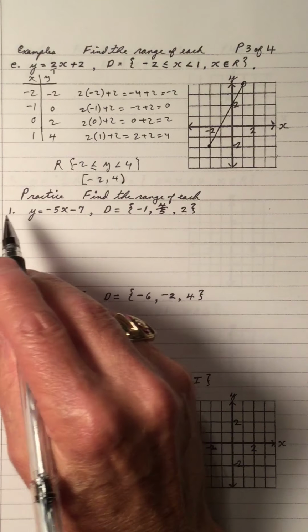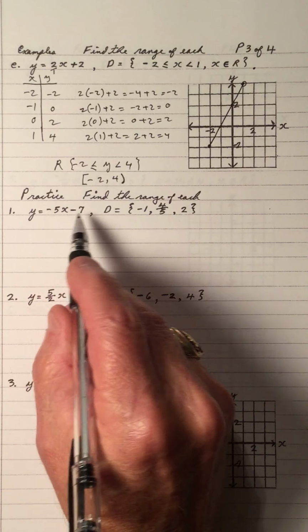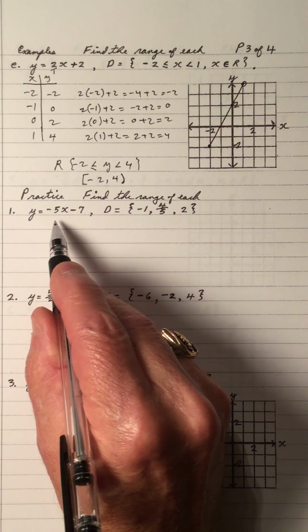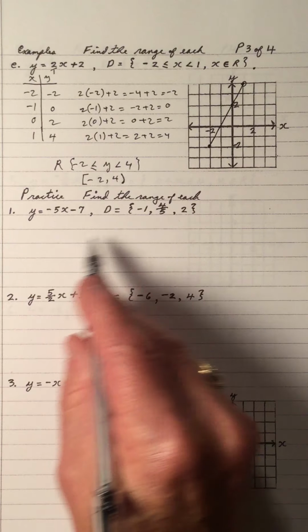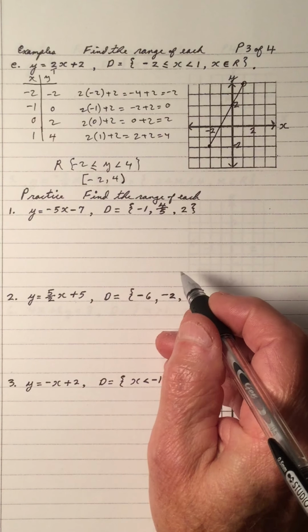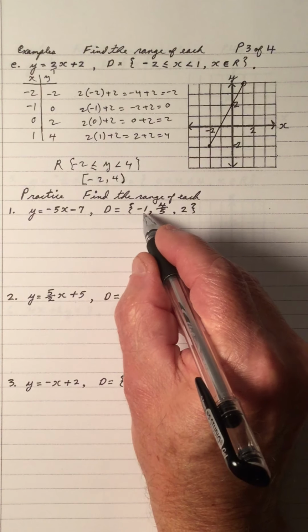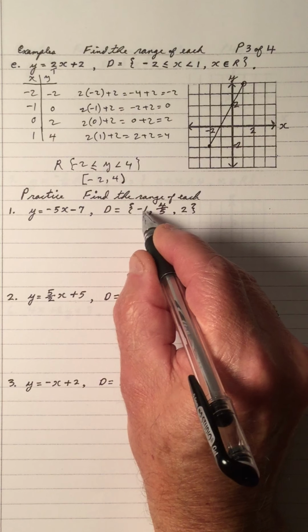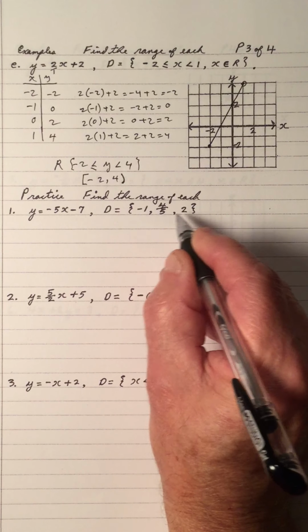Practice. Let's do some more. But you can go ahead this time. You can write down the question and work out these answers and press play to see if you're right. And here we go. The x domain is negative 1, 4/5, and 2.